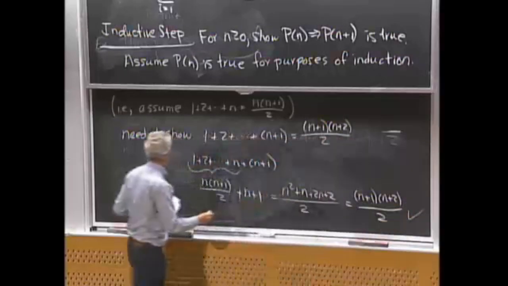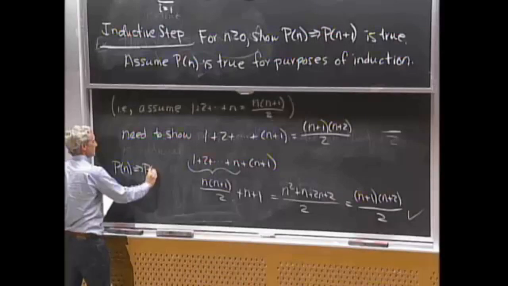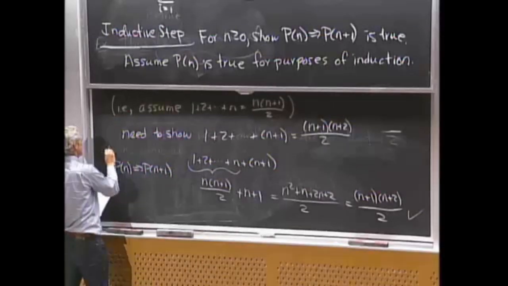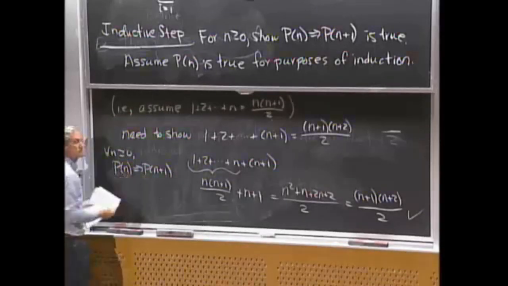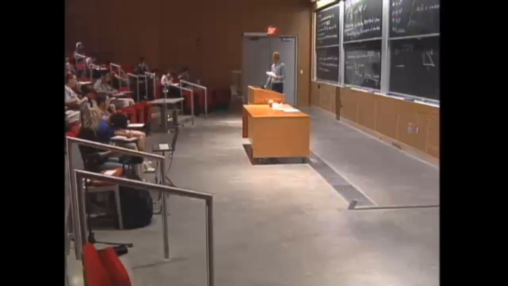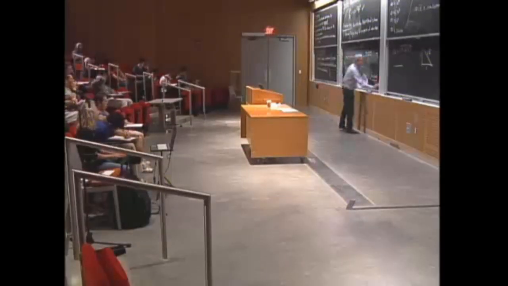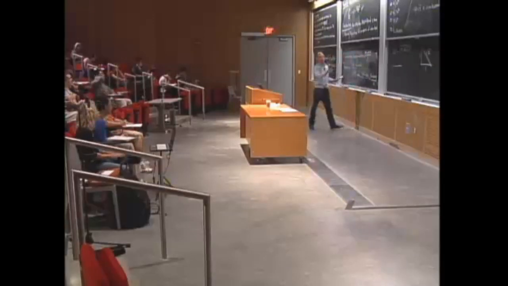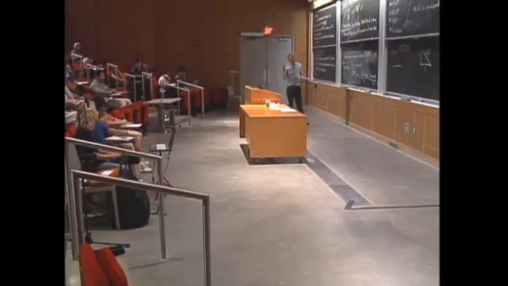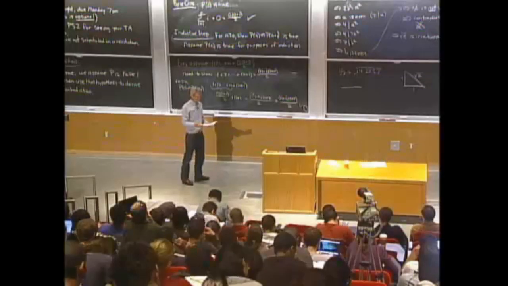We have shown that for all n, Pn implies Pn plus 1, for all n bigger than or equal to 0. Any questions about that? So the proof is done. We've done everything we need to imply induction. We got P0 is true, and Pn implies Pn plus 1 for all n bigger than or equal to 0.